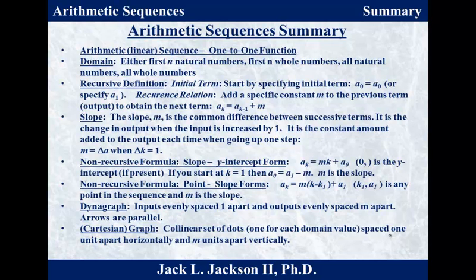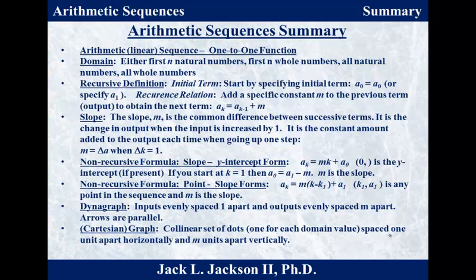Recursive definition: you always have an initial term, and so you start by specifying the initial term, a sub 0 equals some particular number, or perhaps a sub 1 equals some particular number. And then you have a recurrence relation that adds a specific constant number m to the previous term, to the output, to obtain the next term: a sub k equals a sub k minus 1 plus that number m. In fact, you can really define these with any term, as we kind of saw from the point slope form. As long as you have that recurrence relation and any one term, you can figure out the rest.